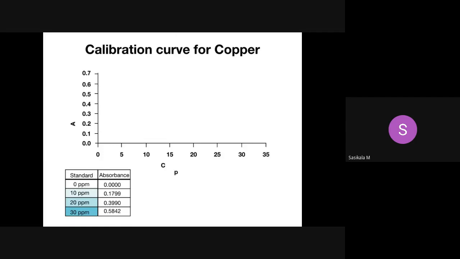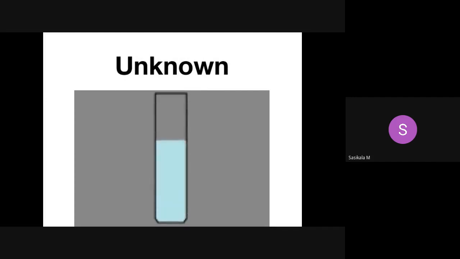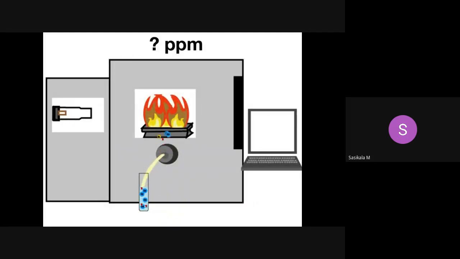For that, a calibration curve is plotted, concentration versus absorbance, in parts per million. These are the readings you should have observed by atomic absorption spectroscopic analysis: 0, 0.17, then 0.39 and 0.58. So you need to plot a linear curve for the standards. And you have to analyze the unknown concentration. Unknown represents your sample of unknown concentration, whose parts per million is not known. So that is to be analyzed.